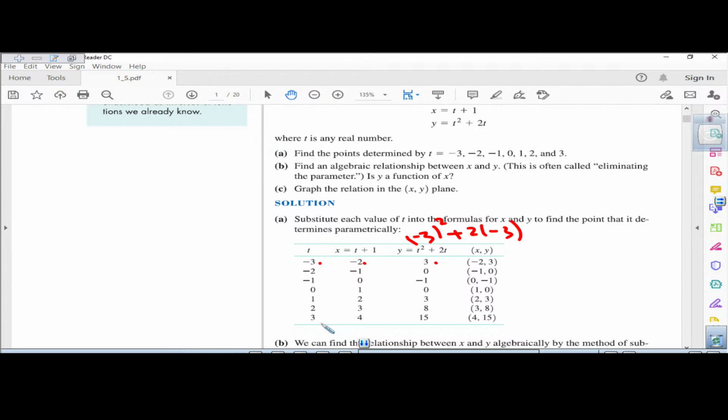Okay, let's talk about the 2, for example, here. If the t is 2, then the x is t plus 1, that's 3. And then the y is again, the 2 squared is, what's 2 squared again?